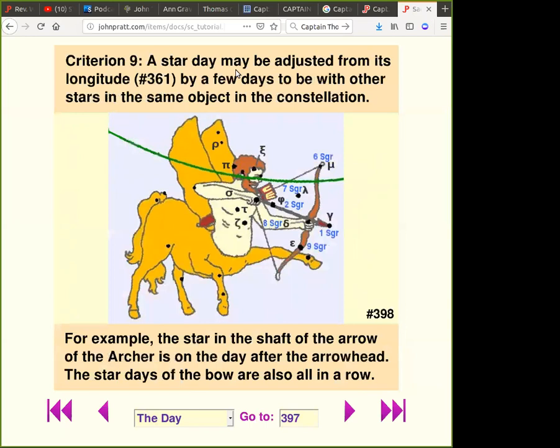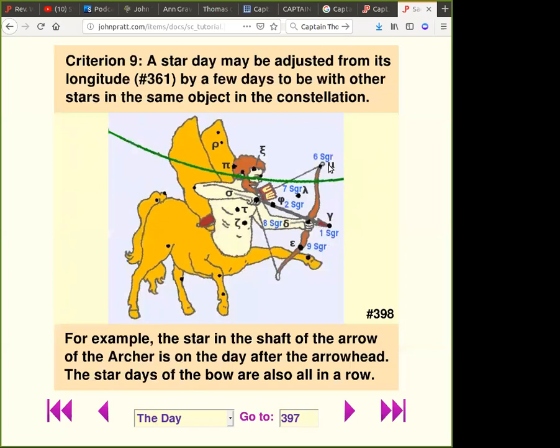Criterion 9: a star may be adjusted from its longitude by a few days to be with other stars in the same object in the constellation. This was a huge breakthrough. The stars in the arrow, the tip of the arrow is star number 1. It's star number 1 because it's the first one in the constellation. But the arrow has 2 stars in it.